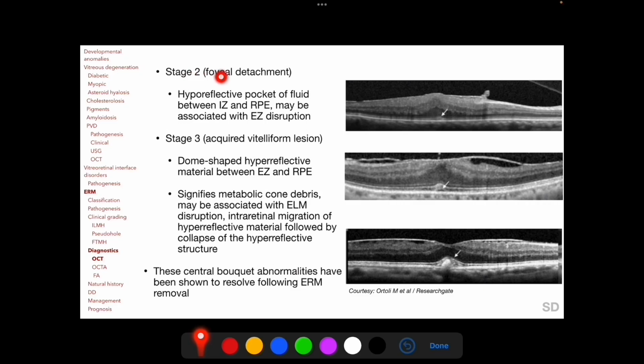Stage 2 or foveal detachment is the presence of a hyporeflective pocket of fluid between the interdigitation zone and the retinal pigment epithelium. And stage 3 or acquired vitelliform lesion is a dome-shaped hyperreflective lesion between the ellipsoid zone and the retinal pigment epithelium. These central bouquet abnormalities have been shown to undergo structural resolution following epiretinal membrane removal.